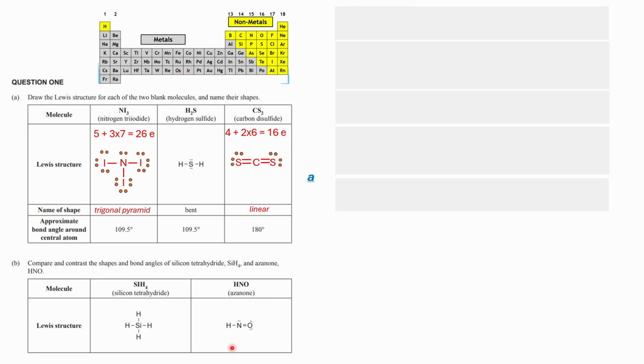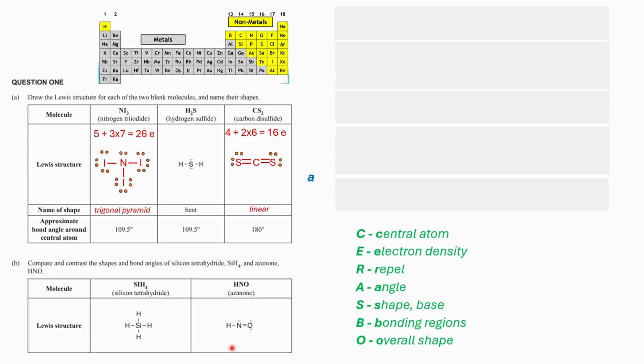Now when comparing the shapes, I have the acronym that I use, which is SARASBO, which is I need to include all of these discussion points in my paragraph. I need to say what the central atom is, how many electron density regions around the central atom. I need to state that they mutually repel each other. I need to say the angle between the bonds. I need to talk about the base shape, how many bonding regions, and the overall shape. I need to include all of those 7 points when I'm writing each one of these paragraphs.